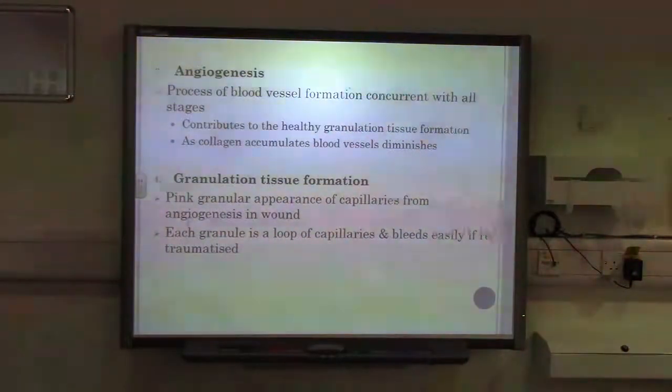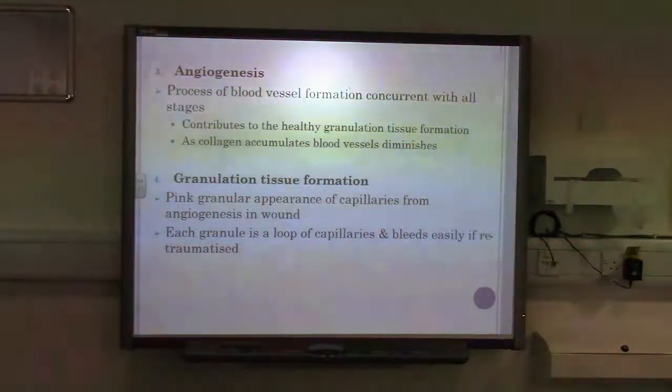So angiogenesis is the process of blood vessel formation, and this is concurrent with all the stages, and it contributes to healthy granulation tissue formation, and it also allows more cells to enter that wound site. As collagen accumulates and as the extracellular matrix joins with wound contraction, the blood vessels begin to diminish at that site, so they're no longer needed in the granulation tissue.